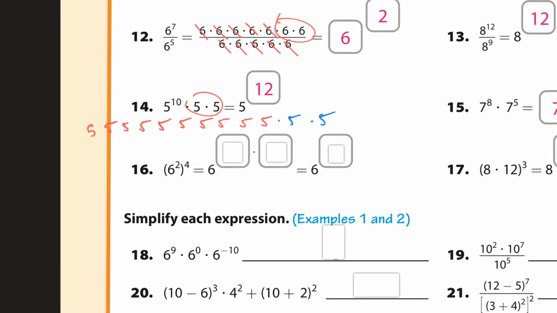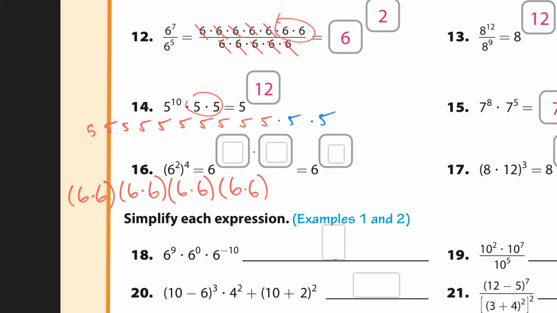Now, this one's a little bit different. This one, you would have 6 to the second. I'll put it in parentheses. 6 times 6. That's this part right here. In the parentheses, that's 6 to the second. Now I have to take it to the 4th, which means I have to repeat this 4 times. So I have, here's 1. 6 times 6. There's 2 of them. I need 3 of them altogether. So I have to repeat it 3 times. 6 times 6, there's to the 3rd, and 6 times 6, there's to the 4th.